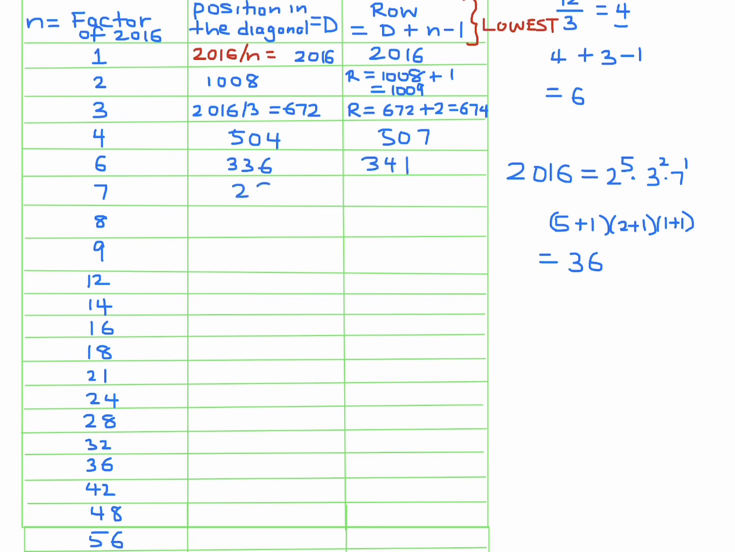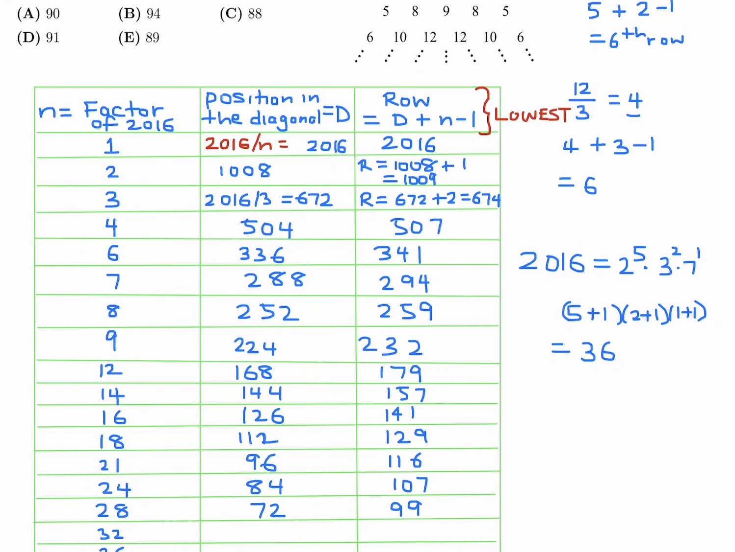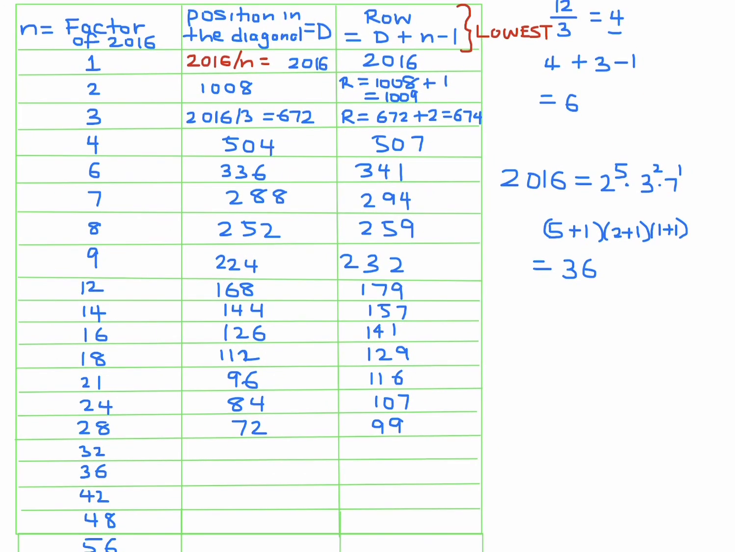336, 341, 288, 294, 252, 259, 224, 232, 168, 179, 144, 157. Okay, the numbers are getting smaller, so that's good. 126, 141, 112, 129. Sorry, that was 141. And then 96, 116, 84, 107, 72, 99. Is 99 one of the answer choices? Nope. Okay, no problem. We're getting close though.